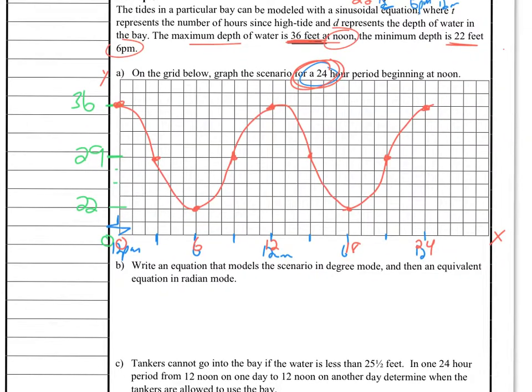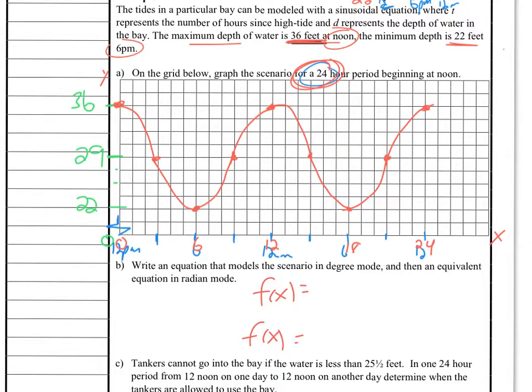Write an equation that models the scenario in degree mode, and then an equivalent equation in radian mode. Okay, so we got to write the equation. So the equation, well, we can first and foremost see that this is a cosine curve, all right? So f of x and f of x.